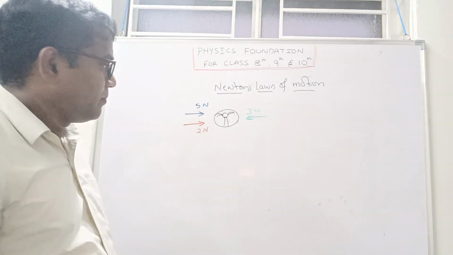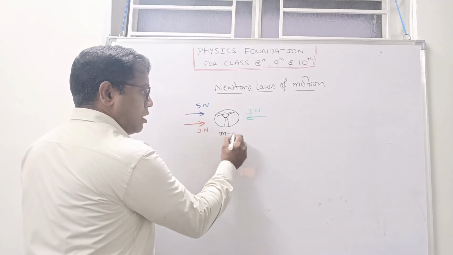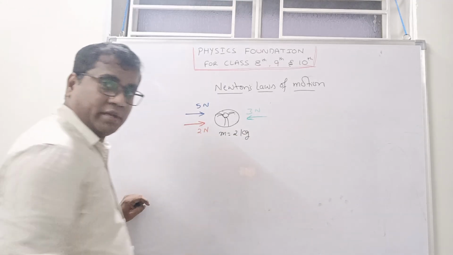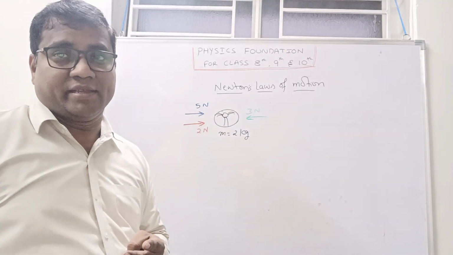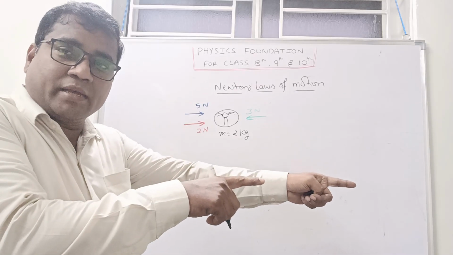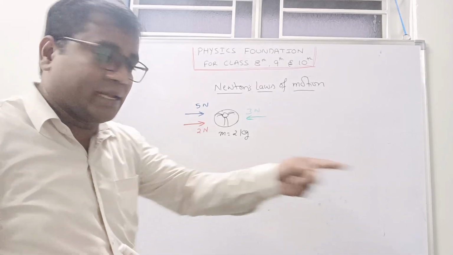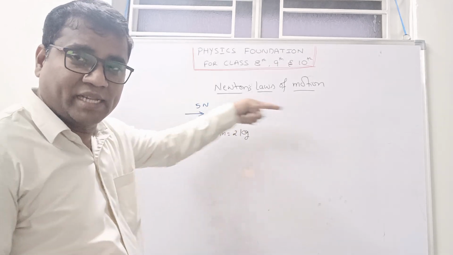Now see this question. A ball is there of mass m is equal to 2 kg. And here how many forces are acting? 3 forces are acting. But of the 3 forces, they are all along the x-axis only, right? Either it is positive or negative. Along the x-axis only it is acting.